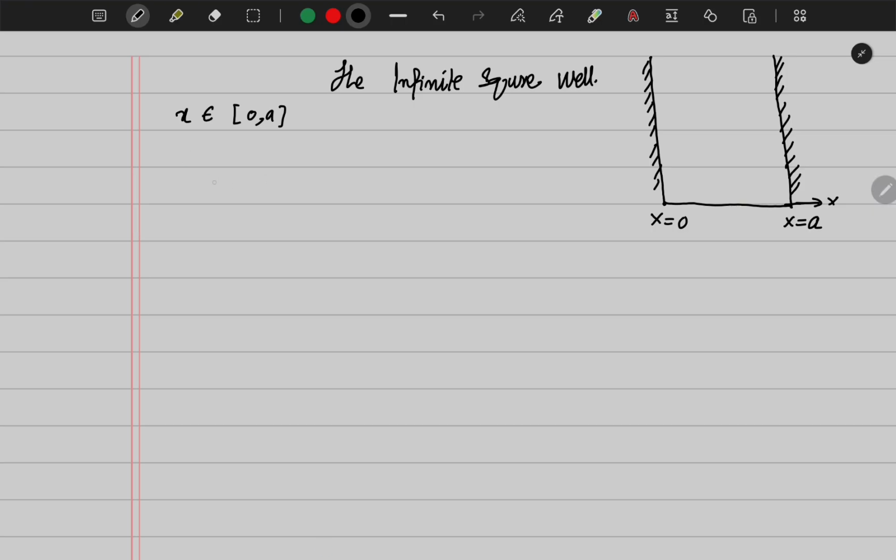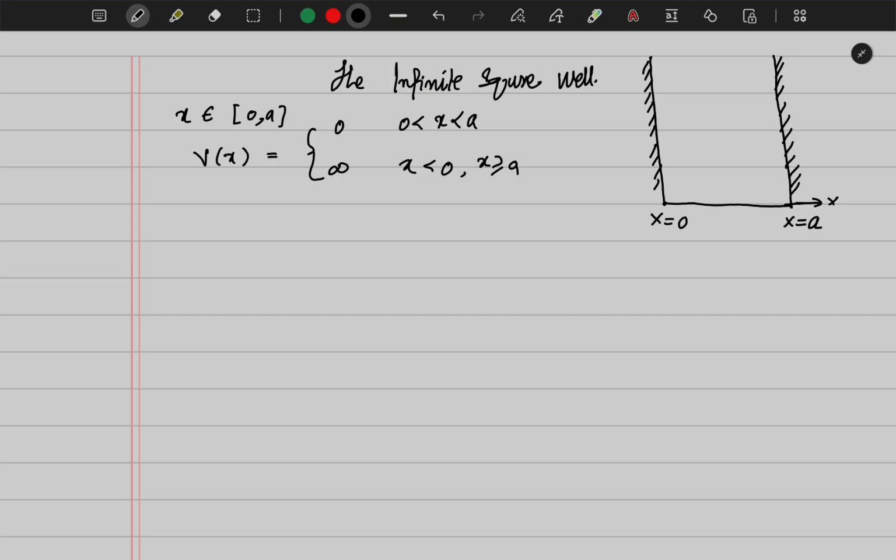the potential is infinite. So we have these boundary conditions: the potential is 0 if x is greater than 0 and less than a, and it's infinite otherwise, so it is infinite for x less than or equal to 0 and x greater than or equal to a. So this is the boundary condition.